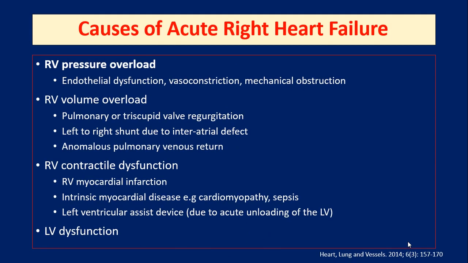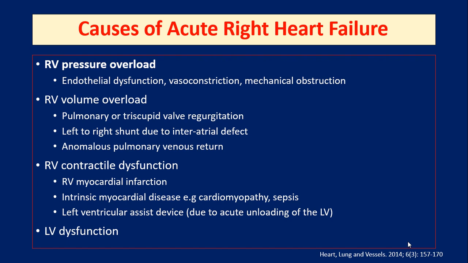So let's come back to our basic pathophysiology again. These are the causes of right heart failure which we face in clinical practice. The right ventricular pressure overload could be because of endothelial dysfunction of myocardium, vasoconstriction, and mechanical obstruction, as we see in the increase in pulmonary vascular resistance. RV volume overload: pulmonary or tricuspid valve regurgitation, left to right shunt due to interatrial defect. Then anomalous pulmonary venous return could be causing this volume overload.